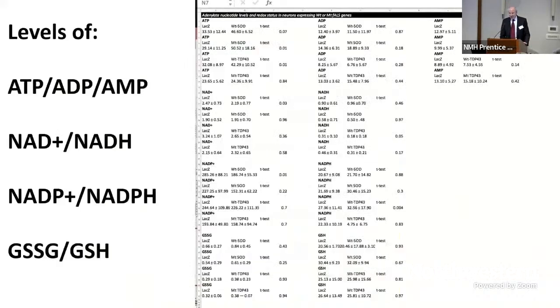I should mention, we also looked at the levels of ATP, ADP, AMP, and the redox state. There were no differences. You could not distinguish neurons that were uninfected from those infected with viruses that expressed wild-type SOD or wild-type TDP43 or the mutants. So at this stage of the disease in the dish, the neurons have rewired their metabolism very successfully. We're modeling an early aspect of the disease process. And the evidence that they've done a good job is that there's no change in the energy charge or redox state.